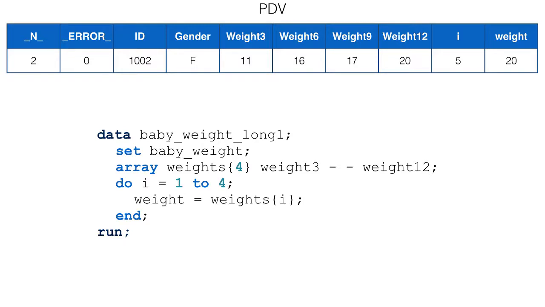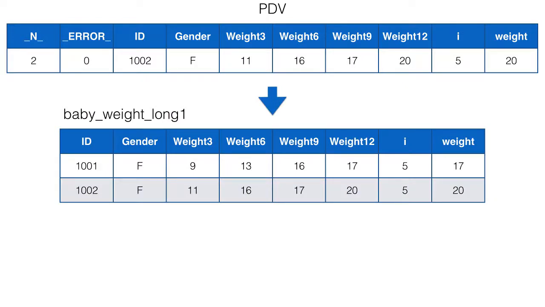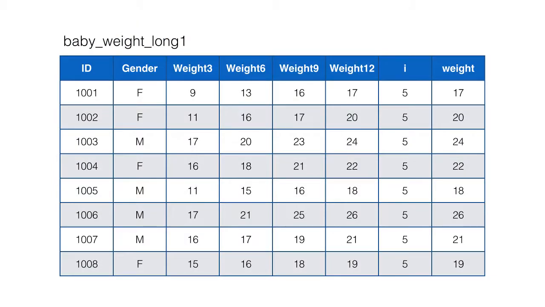As always, SAS then reads in the next observation, ID equals 1002, into the PDV. SAS moves through the data step in identical fashion to what we just saw, and outputs the contents of the PDV to the baby_weight_long1 dataset. Finally, SAS repeats this entire process for every observation in the dataset. So what do we need to change about this dataset in order to get the structure we want?